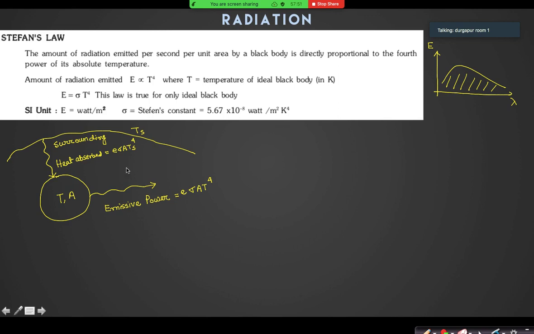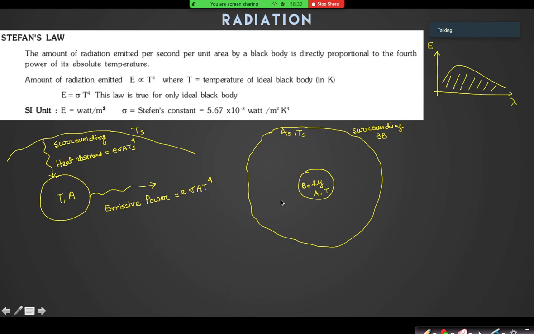And you see what assumptions I have to take for this to be written. Suppose this is the body and the surrounding is a black body. That is my assumption. The surrounding is a black body and the area of that surrounding is As. The area of the body is A. The temperature of the surrounding is Ts. The temperature of the body is T. Can you tell me what amount of energy is emitted by the surrounding body?